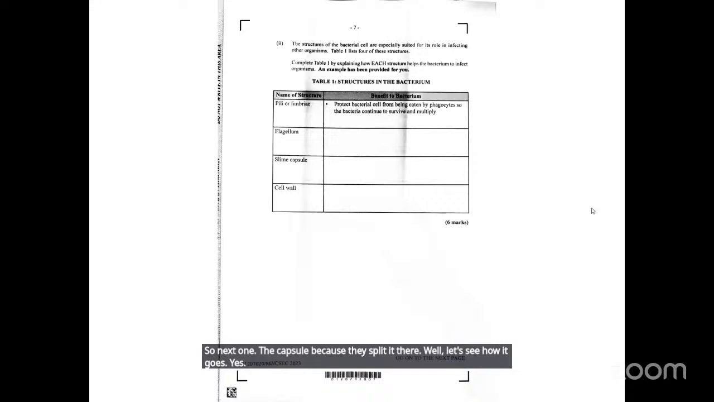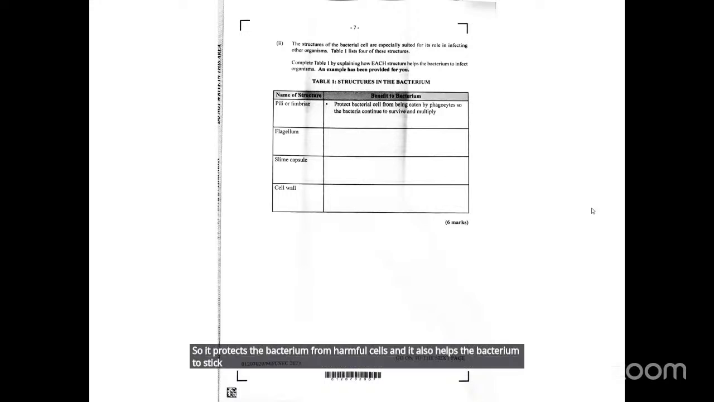So next one, the capsule. I can't explain that already, but let's see how it goes. Yes. So it protects the bacterium from harmful cells, and it also helps the bacterium to stick to the target cells. To stick to the target cell. Yes, we'll take that.